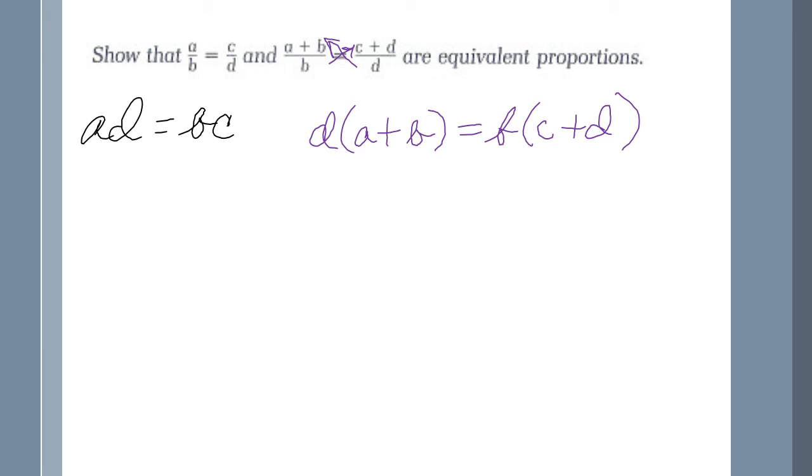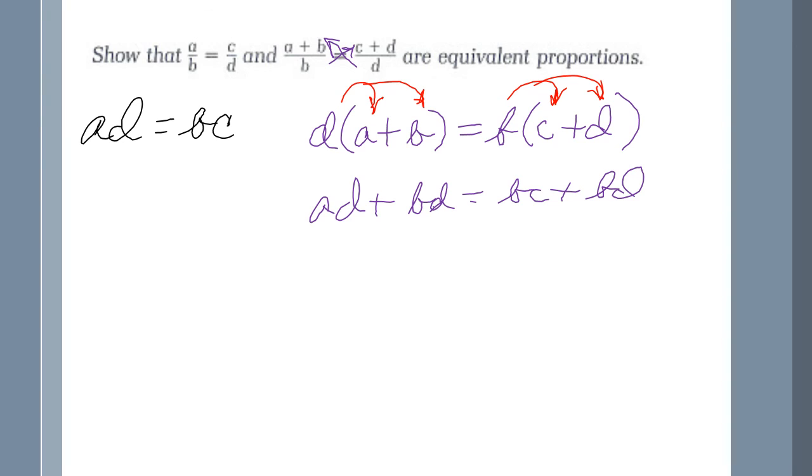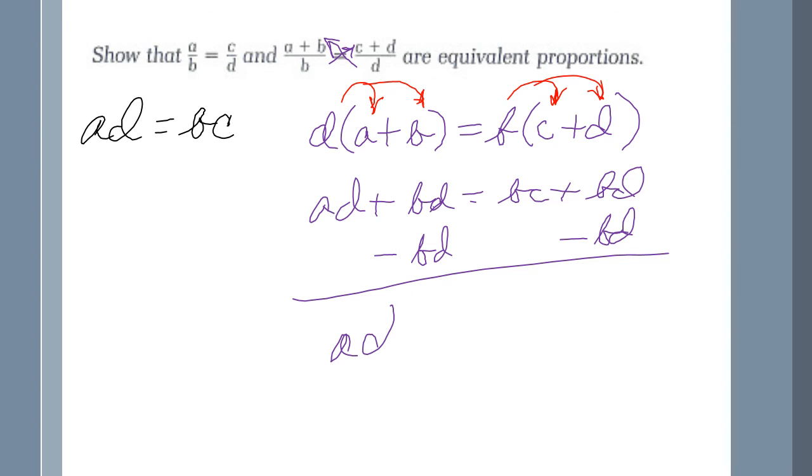So when I distribute now, remember when we distribute, we have to distribute to everything inside. Do not forget this. This is basic stuff. So AD plus BD equals BC plus BD. Oh, look at that. That looks familiar. So we're going to subtract BD from each side, and I end up with AD equals BC. Oh, wait a minute. Look at that. Equivalent.